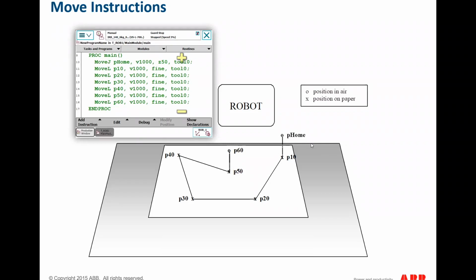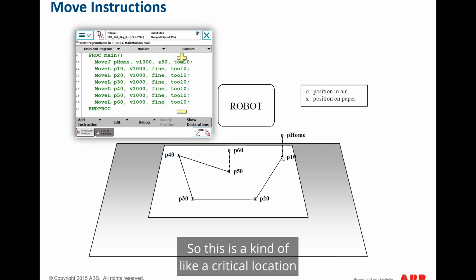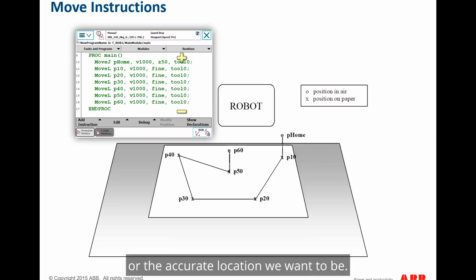And look at over here, this one we use is MoveJ. And here it is MoveJ. And the next one, we go to P10. P10, because that's the location on the floor we are going to draw, is a critical or accurate location you want to be at. And then this is MoveL, following P20, 30, 40, and 50. After we finish them all, we go to P60.